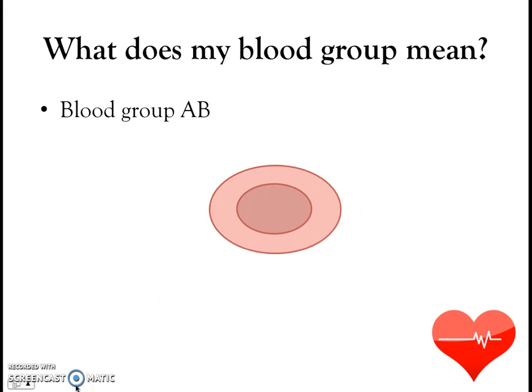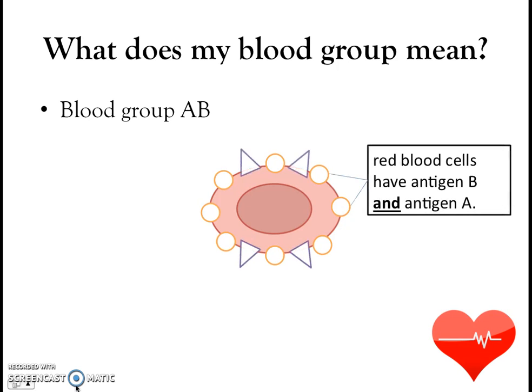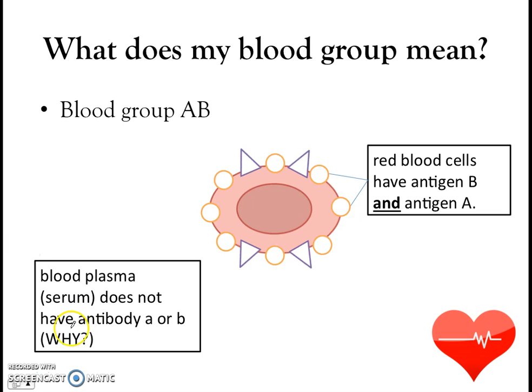So now we move on to a person of blood group AB. So what do you think? Now a person in blood group AB will have both antigen A and antigen B on his red blood cells. So now you can see both the circle and the triangle proteins, antigen B and antigen A. Now in the blood plasma and serum of a blood group AB person, they have no antibody A and no antibody B. Okay, so it does not have antibody A or B.